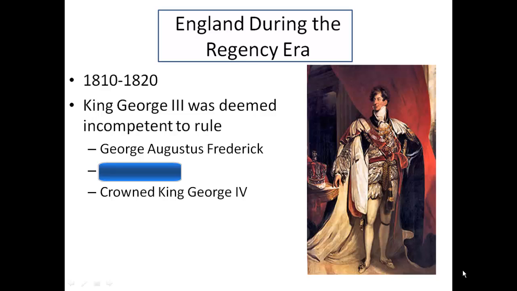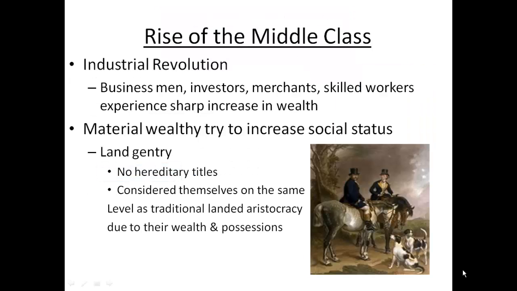The Prince Regent reigned as a quasi-king until 1820, when King George III died, and the Prince Regent was officially crowned King George IV. During the Regency era was also the rise of the middle class. Between approximately 1750 and 1830, the Industrial Revolution transformed England and Europe from an agricultural society to an industrial capitalist economy. The Industrial Revolution increased wealth specifically for businessmen, investors, merchants, skilled workers. Many of these new money, middle-class families aspired to become members of the upper class.